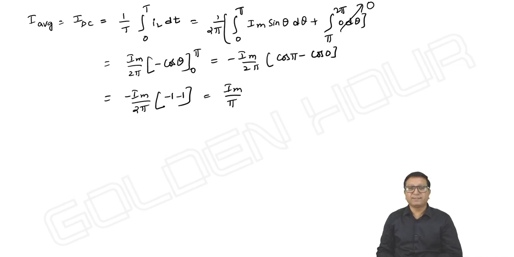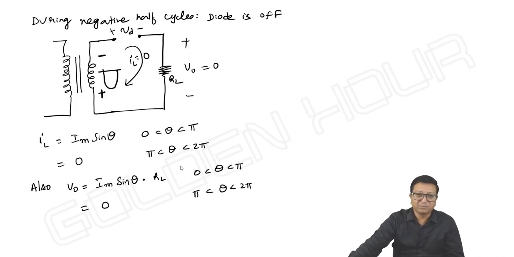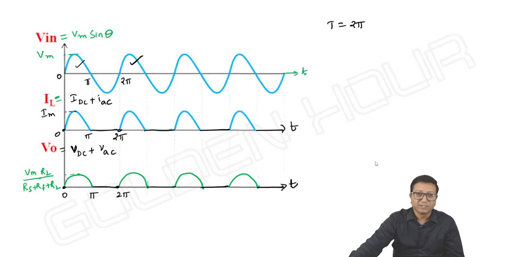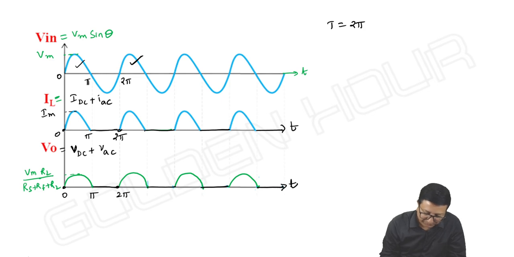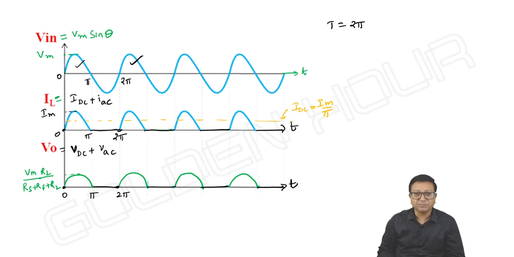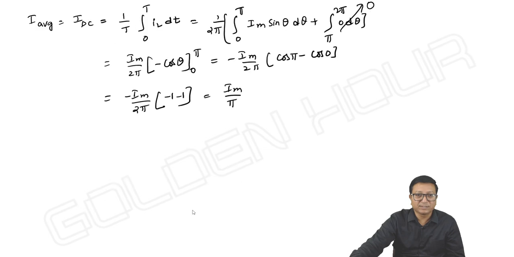The average or DC component of this waveform, IDC, is Im by pi. It is like an imaginary line, as in a class where the marks of the students vary this way. Then the average value IDC is equal to the peak amplitude divided by pi.